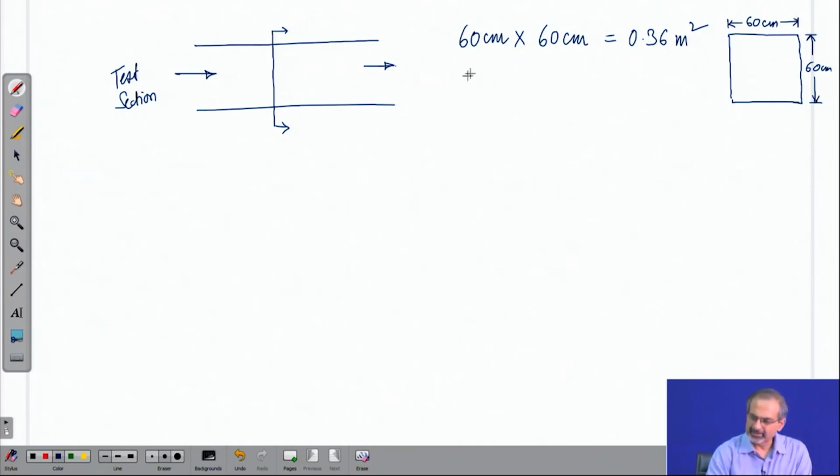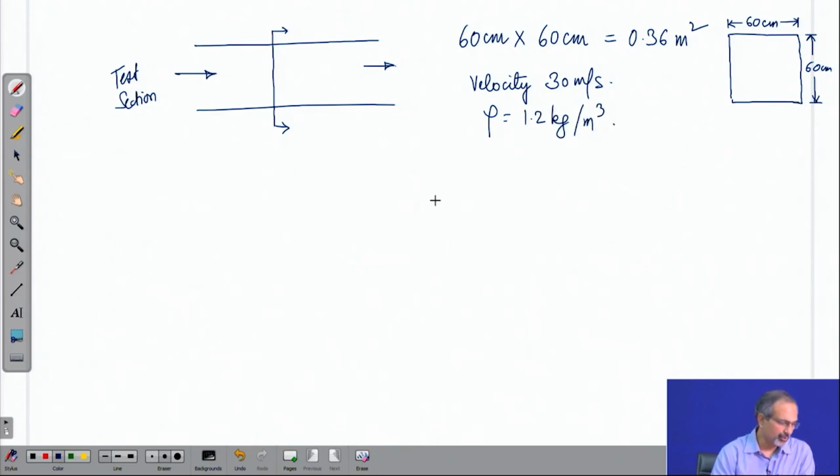And let us say that the test section velocity is 30 meters per second. With these values, additionally the density, let us assume it to be 1.2 kg per meter cubed. Now, we are ready for doing the jet power calculation.